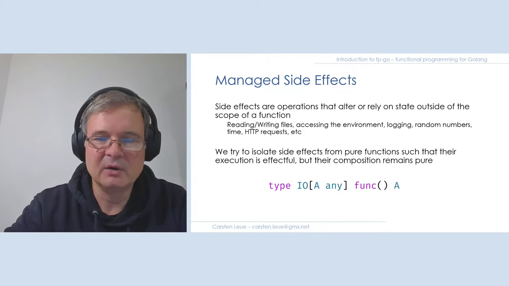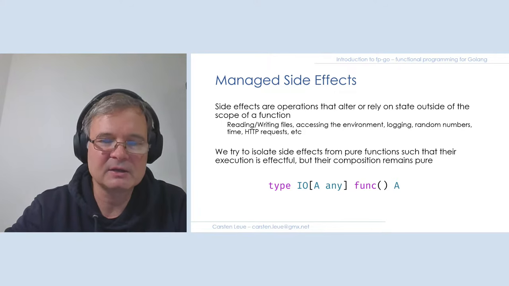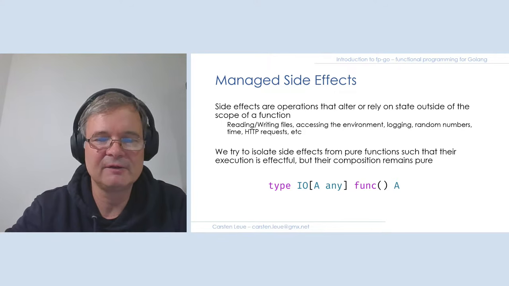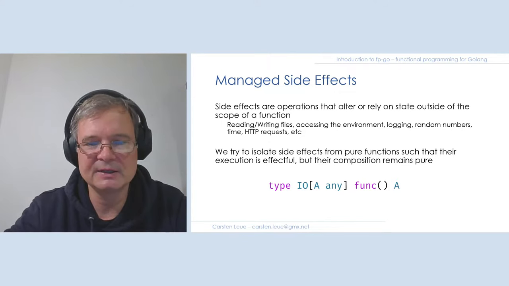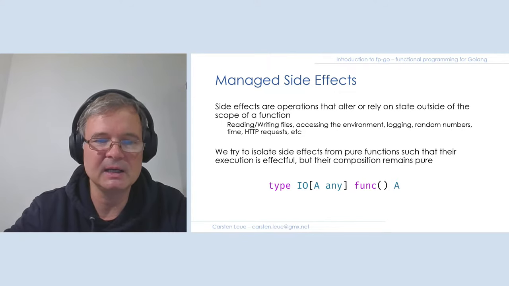In the FPGo library, we were trying to tell functions that have side effects apart from functions that do not have side effects by introducing the type, the IO type. The IO type is just a function that does not have any input, but that returns an output.